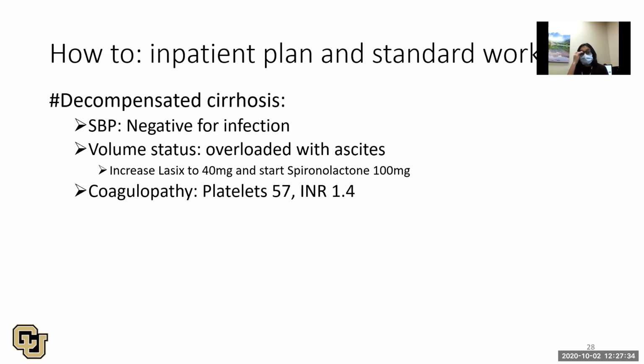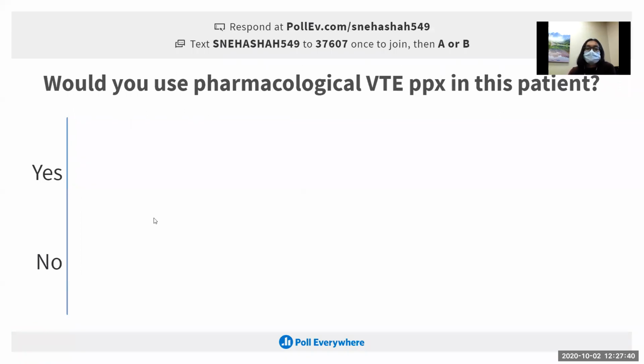Yeah. Okay, so the next problem is coagulopathy. So this patient had a platelets of 57 and INR of 1.4. So are you guys gonna use pharmacologic VTE prophylaxis in him, so heparin or Lovenox? Yep, some people say yes. Does anybody say no? Okay, for those of you who said yes, how did you decide on that? INR is not an accurate representation of the coagulopathy of a patient with cirrhosis. Okay, yep, INR is not an accurate representation of how coagulable the patient is. What else?